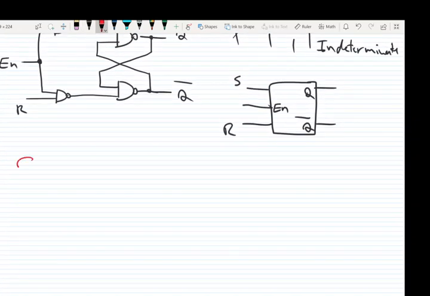We need to build a new type of latch called D-latch. D-latch can be gated or non-gated. So I'm going to show you the gated one.